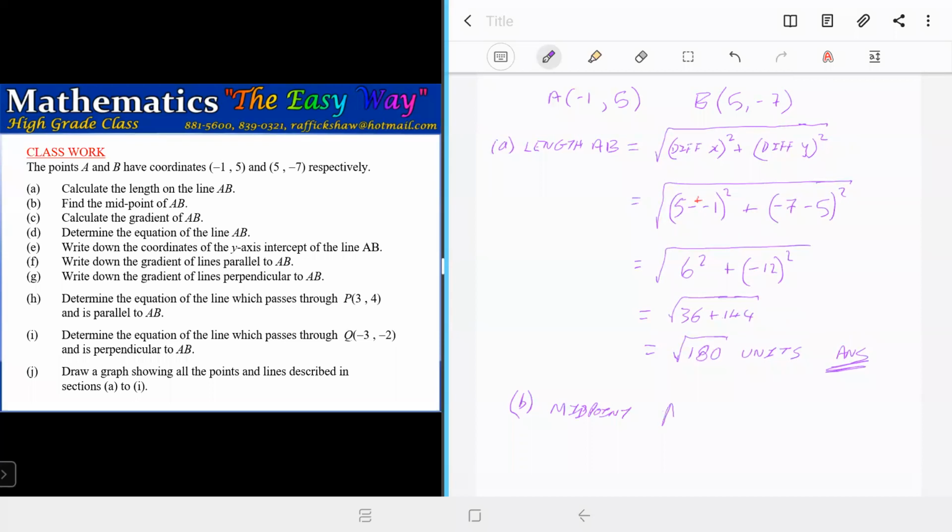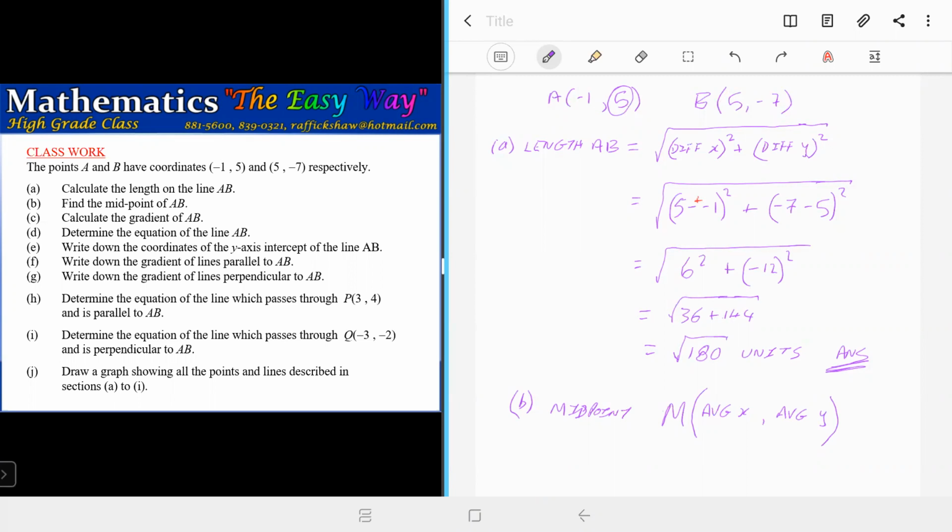Let's rewrite the formula for midpoint. Let's call it capital M. They didn't give us a name, but we're going to call it M. The coordinates will be the average of the x values and the average of the y values. So to get the midpoint, we're averaging these two x values here, and then we'll be averaging these two y values here.